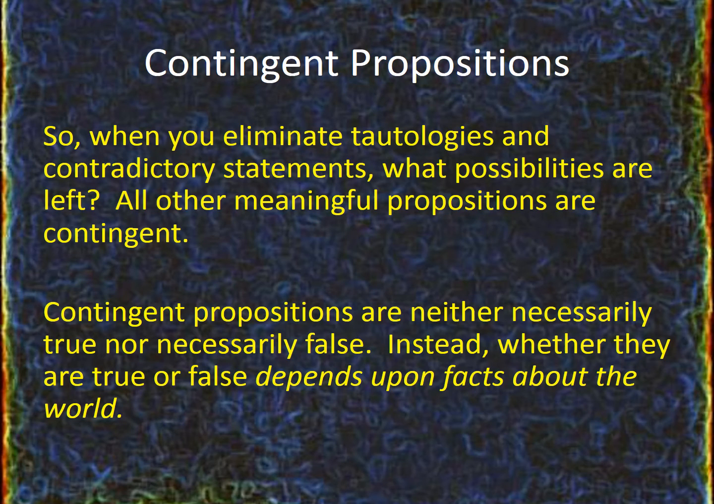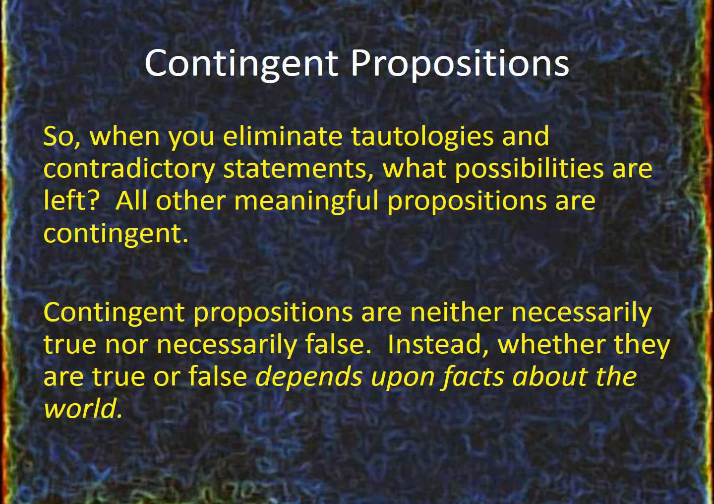Okay, contingent propositions. So we talked about tautologies, propositions that are necessarily true, and we talked about contradictions, which are propositions that are necessarily false. So what are we left with? Well, propositions are a particular kind of statement that can either be true or false. So the one remaining option are propositions that are neither necessarily true nor necessarily false.